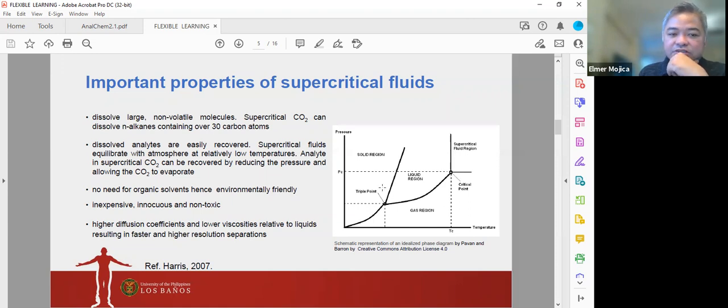Now, supercritical fluids dissolve large non-volatile molecules. The commonly used supercritical fluid is carbon dioxide. It can dissolve n-alkanes containing over 30 carbon atoms, okay? And supercritical fluids dissolve analytes that are easily recovered.